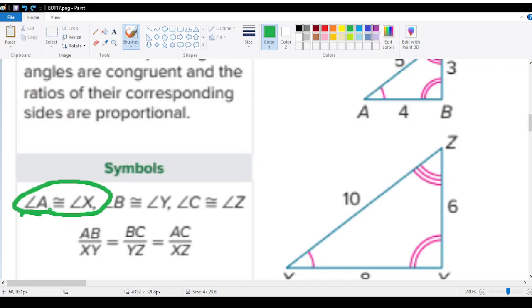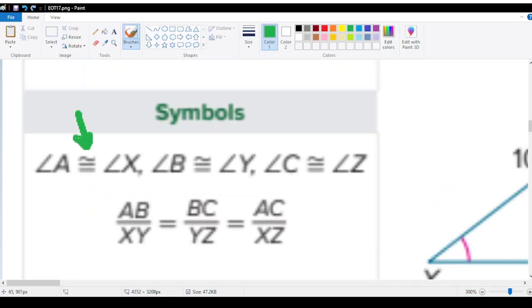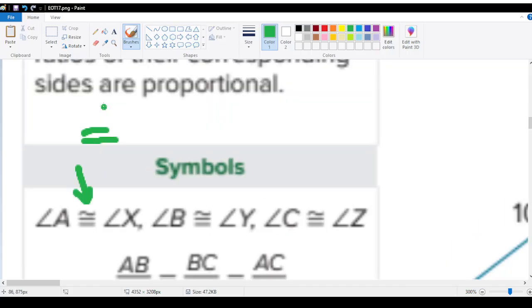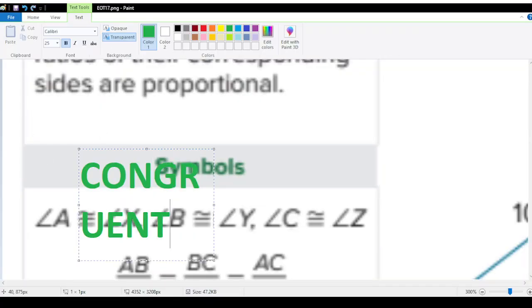It's not equal. This symbol means congruent. We read this symbol as congruent. The equal sign will be like this, but if it has a symbol like that, like an approximation, we read it as congruent. So angle A is congruent to angle X, and angle B is congruent. The word is congruent. Congruent means it is equal.